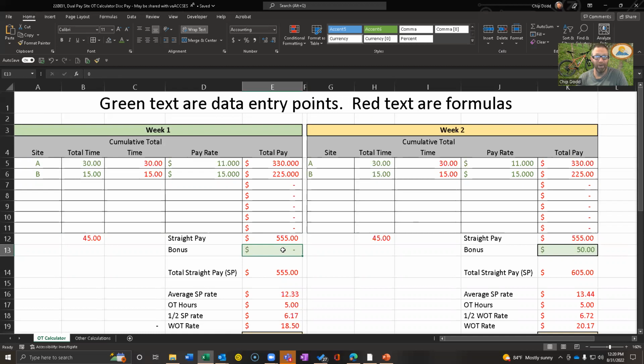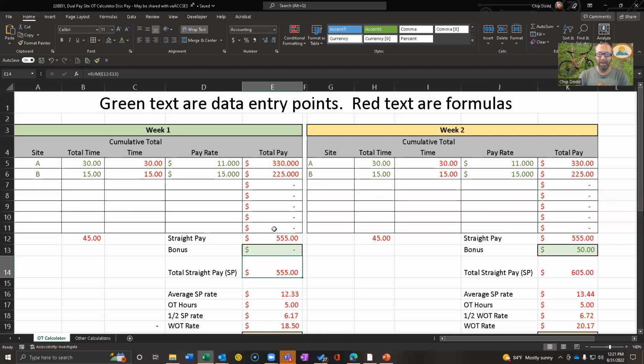A discretionary bonus is, Chip feels good at the end of the year. I got a little too much profit. I'm going to give everybody $100. They didn't know it was coming. That's a discretionary bonus. It does not have to be factored into their overtime. But in this scenario, there is no bonus at all on the non-discretionary side.